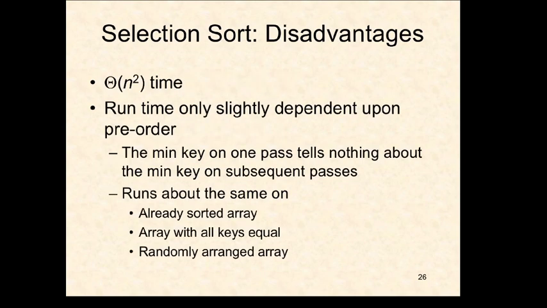Now, what's the disadvantage of selection sort? Well, it is n-squared time. It's big theta of n-squared time. It's always n-squared comparisons, no matter what the initial ordering of the data is. All those comparisons have to happen. And the runtime only slightly depends upon the pre-ordering. The adaptive version only makes a small change in the overall time.